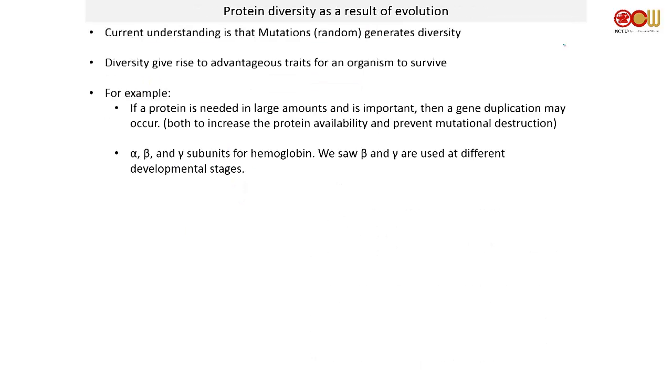Now, what I want to highlight is that the current understanding is that mutations generate diversity, and diversity allows for evolution. So diversity gives rise to advantageous traits that enable an organism to survive. For example, if a protein is needed in large amount and is important, then a gene duplication may occur because having more of this protein is good for survival. Then selection, Darwin's theory there, will prefer and select for increasing amount of that gene.